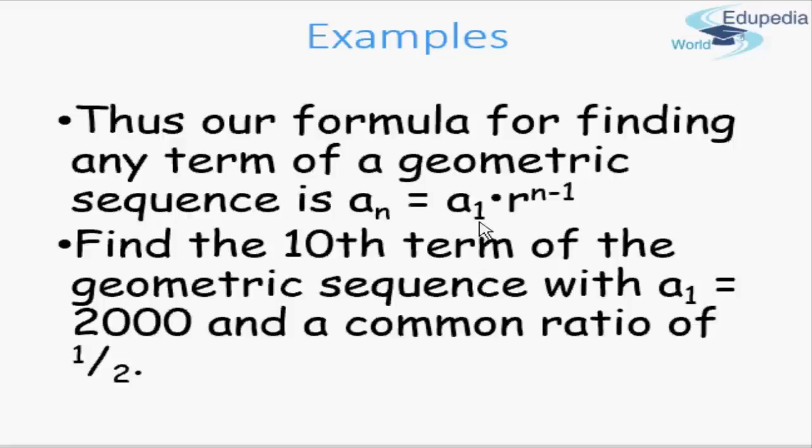What you do is you find out the first term that we have. If you want to know this one over here, you would already know the ratio. Once you know the ratio, you raise it to the power of n-1, n being the term that you need to find. So: find the 10th term of the geometric sequence with a1 equal to 2000 and a common ratio of 1/2. This is really straightforward. You just need to plug in the values and you can get the answer.